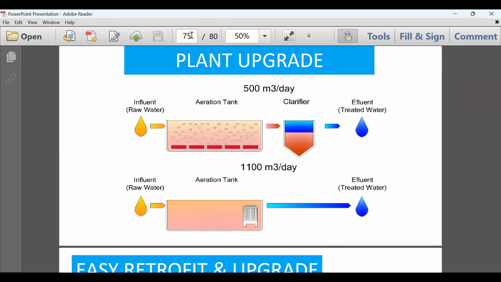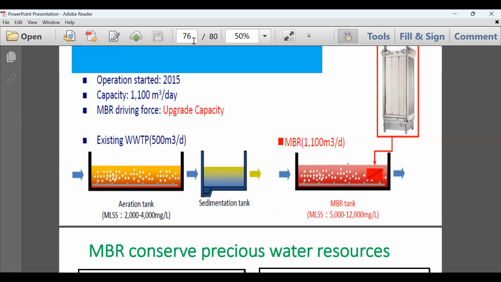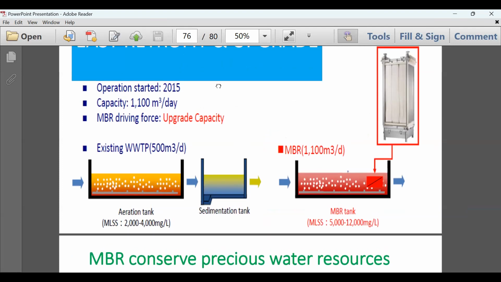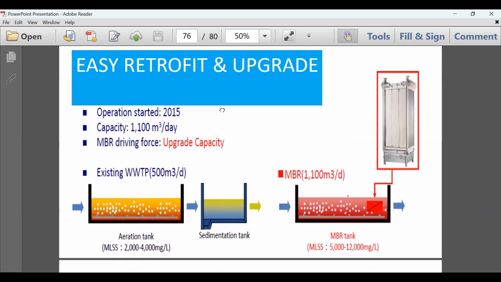In the next slide, you can see an example from Myanmar. Earlier, they had a 500 cubic meter per day plant. Now, with the MBR, they have moved to a 1,100 cubic meter plant with the same aeration tank.